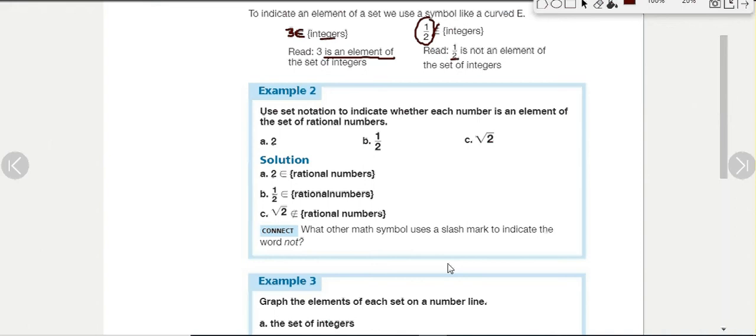Example 2, use set notation to indicate whether each number is or is not an element of the rational numbers, which can be shown as a ratio. 2 is, because it could be 2/1, right? So it is, and then we put the label rational in braces like that. And they show you in this one right here too, don't they? Letter B is, but C cannot be expressed as a ratio. So we do the value, and then we do a curved D with the line crossing through, and then rational numbers.